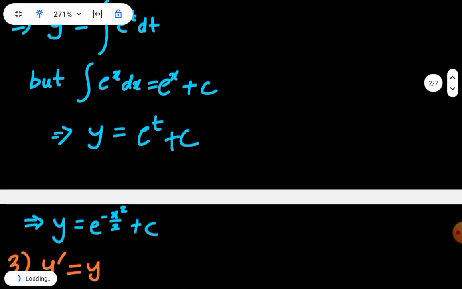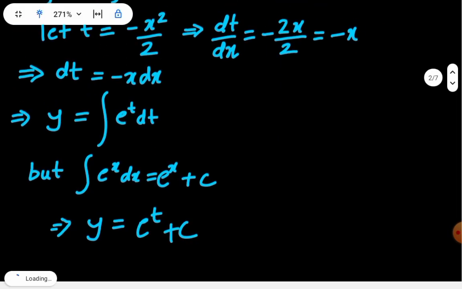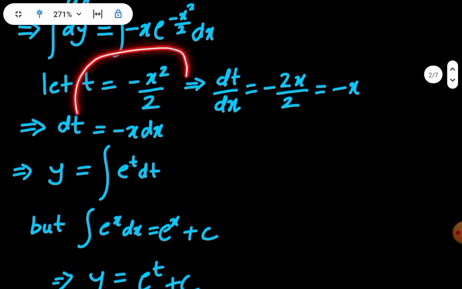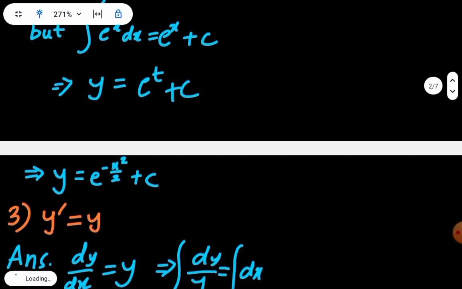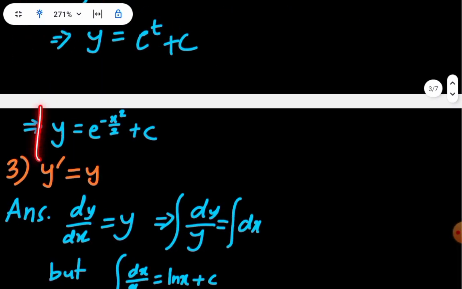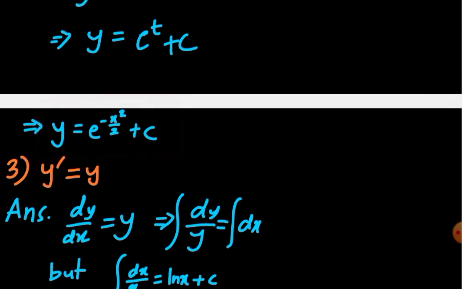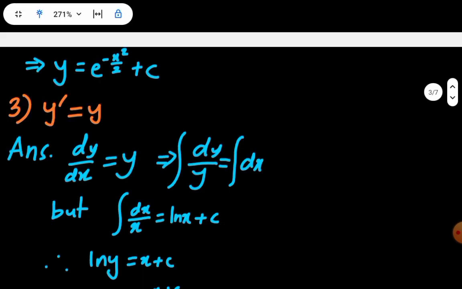But we defined t as minus x squared by 2, right? Hence our final equation is actually y equals e to the power minus x squared by 2 plus c. Coming to the third question, which is y prime equals y.